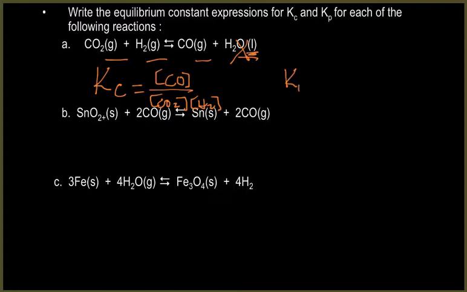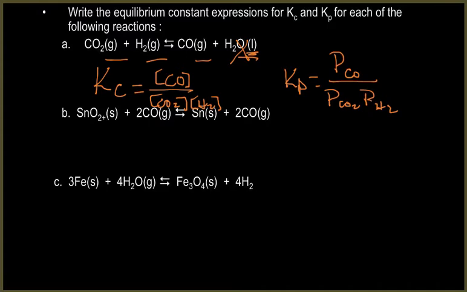If we were going to set this up as a Kp, then all we would do is use capital P and then use whatever the substance is as the subscript. So the pressure of CO over the pressure of CO2 times the pressure of H2. Now if there were coefficients, we would raise those P's to whatever the coefficient was.